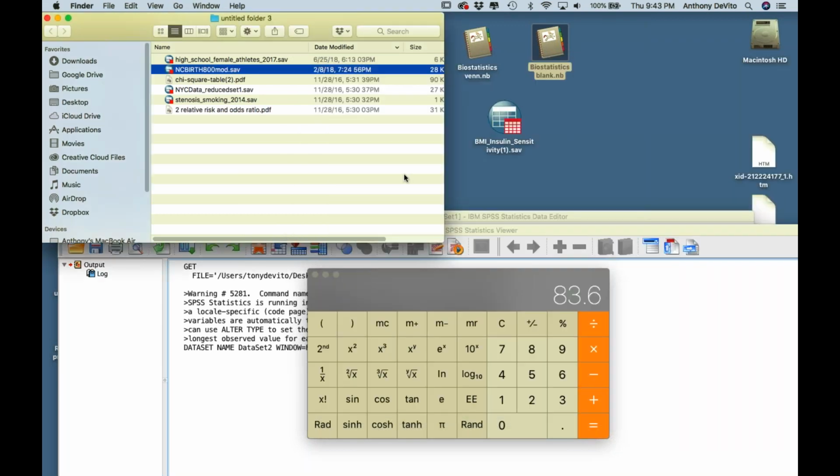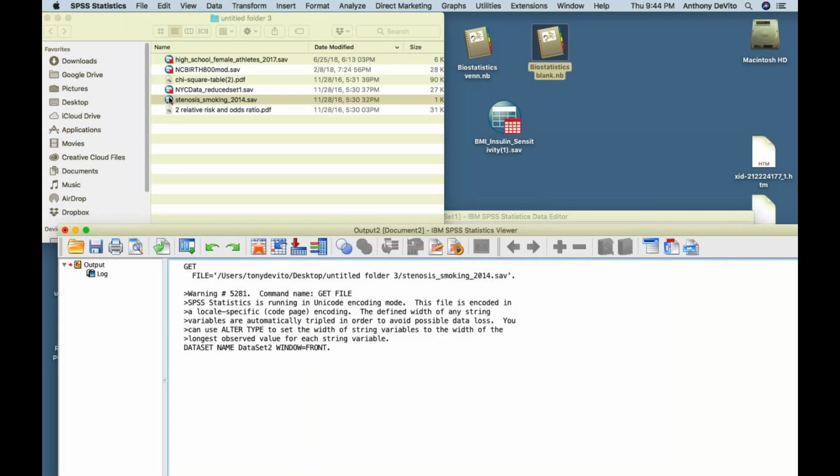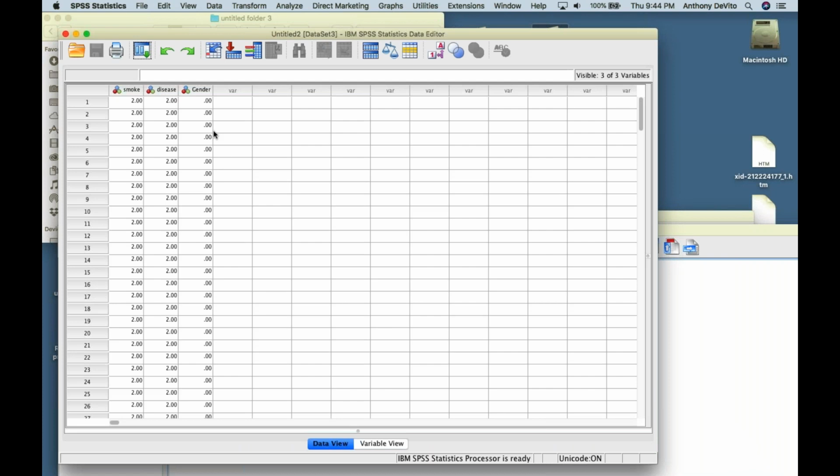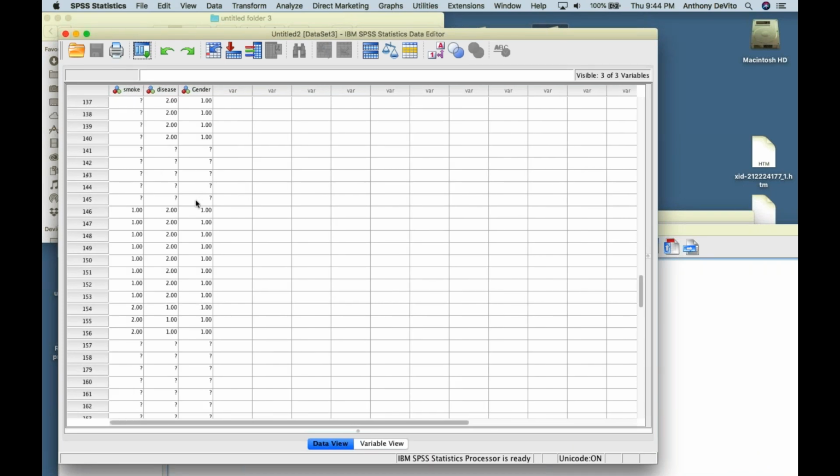Okay, so let's talk about chi-square. I'm going to take this example here. In this example, we have a situation where we randomly sampled, I guess this was from a hospital population or a cardiac ward or something like that.